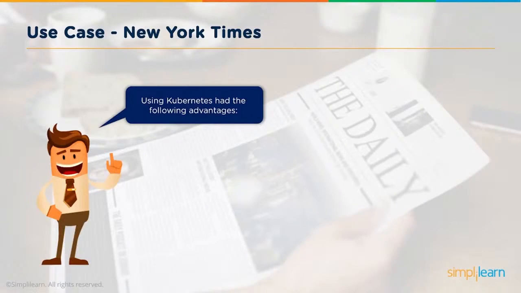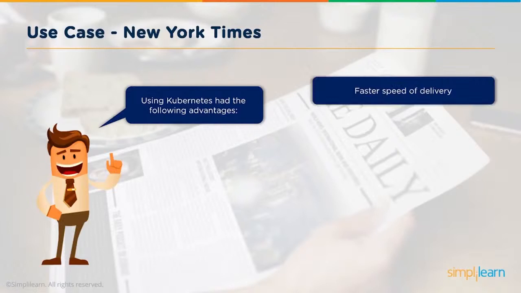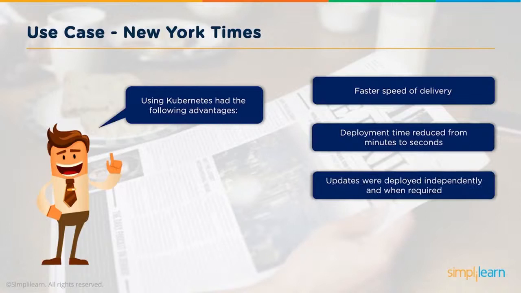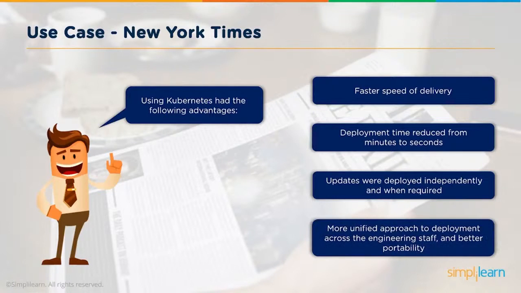By using Kubernetes, they had the following advantages. They were able to deliver solutions at a much faster speed, and in the world of digital content, speed is everything. They were able to reduce the time for deployment from minutes to seconds, and by doing this, they were able to increase the uptime for the actual infrastructure. Updates began to be deployed independently and when required, so you didn't have to schedule an event for the deployment. It just happened.